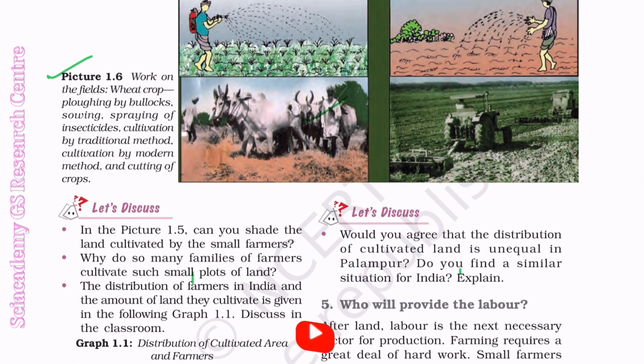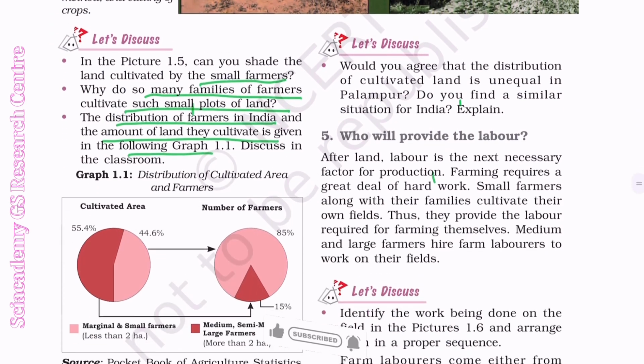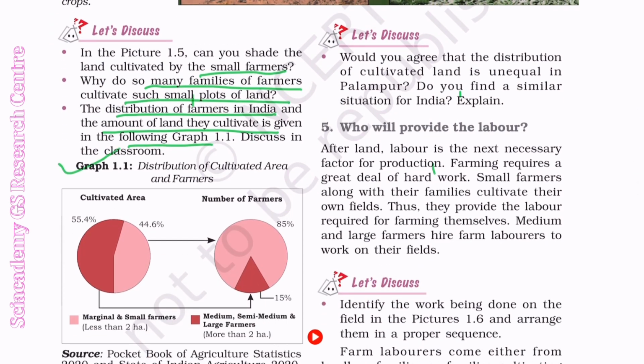In picture 1.5, can you spot the land cultivated by small farmers? Why do so many families of farmers cultivate such small plots of land? The distribution of farmers in India and the amount of land they cultivate is given in the following graph 1.1. Discuss in the classroom. Source: Pocket Book of Agriculture Statistics 2020 and State of Indian Agriculture 2020, Department of Agriculture, Cooperation and Farmers Welfare.